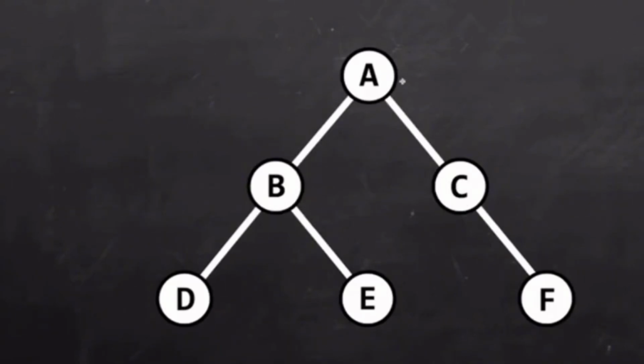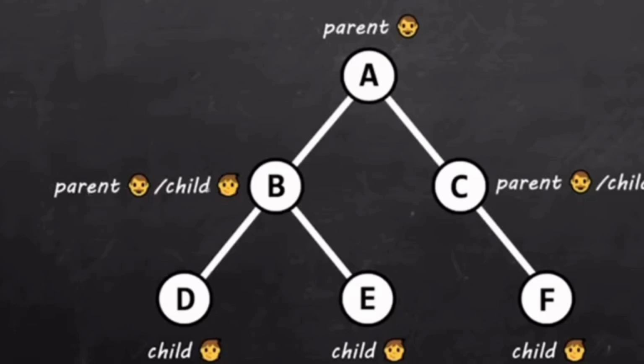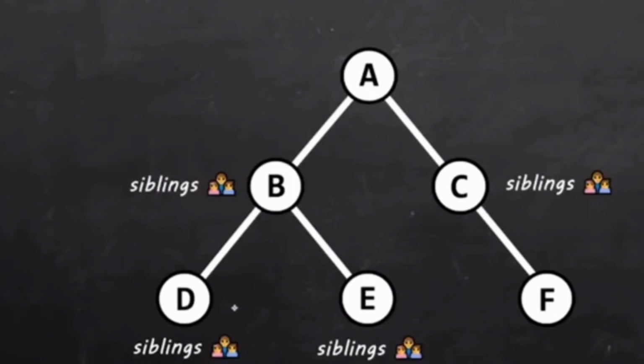And any node with outgoing edges is called a parent. And any node with incoming edges is called a child. A middle node can be a parent or child if it has both incoming edges and outgoing edges. And if you see children sharing one parent, they're called siblings. D and E both share the parent B, so D and E are siblings, and so are B and C. It's just a normal family tree.